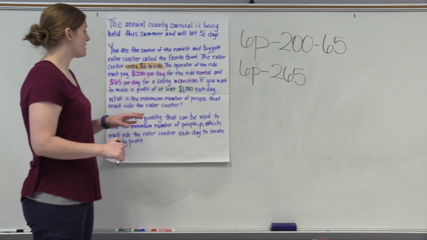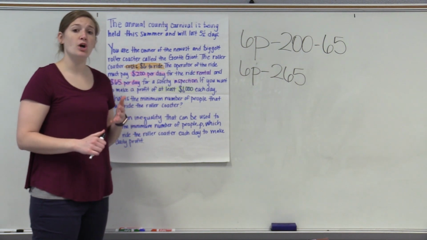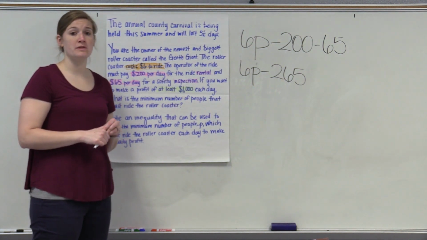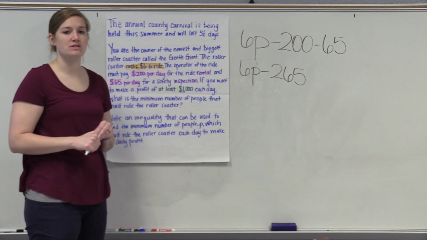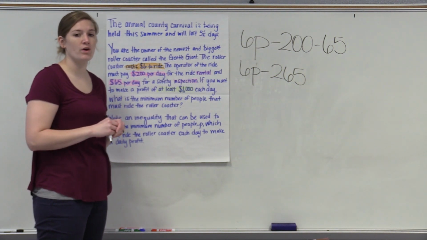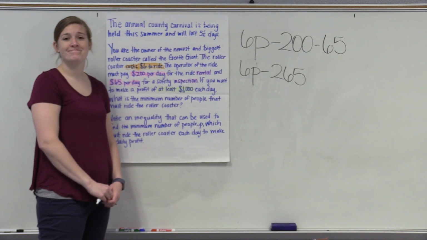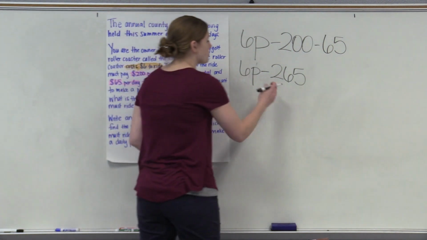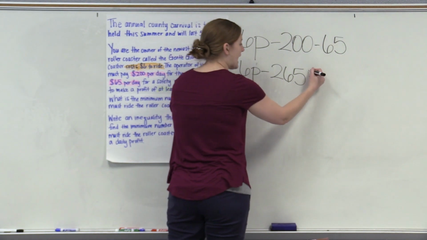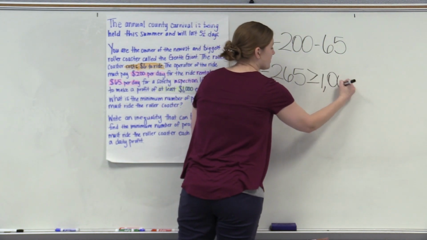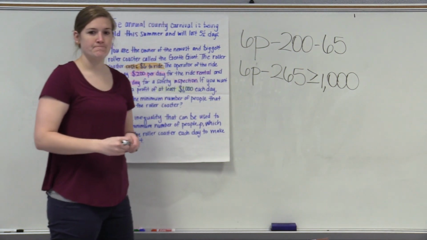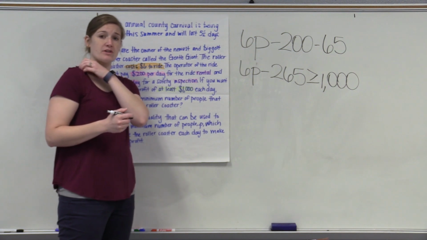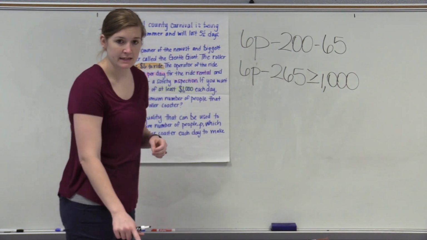Okay, now what we have to figure out is, what kind of inequality symbol do we need? We know that we want to make a profit of at least $1,000. So do we need a greater than or equal to or a less than or equal to sign if we want to make a profit of at least $1,000? Right, we need greater than or equal to. So this profit that we're making here has to be greater than or equal to the $1,000 profit that we'd like to make every day. So now we have our inequality. 6P minus 265 is greater than or equal to the $1,000 profit that we'd like to make.